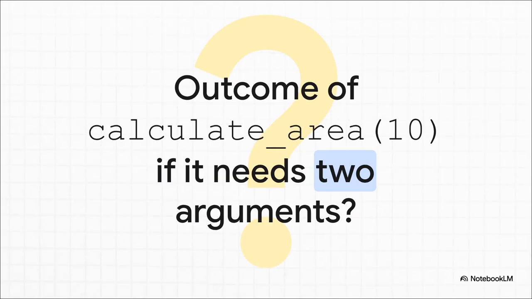So what do you think happens if a function is expecting 2 arguments, say length and width, but you only give it 1? Python is really strict about this. It checks the number of arguments, a concept known as arity. And if they don't match up, you get a type error. It's basically Python telling you, hey, you didn't give me enough information to do my job.